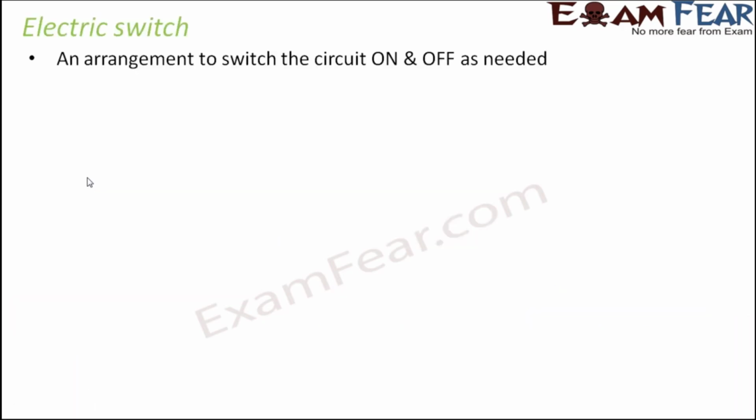So let's see, what is an electric switch? It is an arrangement to switch the circuit on and off as needed. Now we do not want the current to flow through the circuit all the time. For example, when you are inside the room, only then you need the bulb to be switched on. During the daytime, your room might have ample light, so you do not need to switch on the bulb. You want to save some electricity, so at that time you will keep the switch off. But when you want the bulb to glow, you will switch it on, and then the circuit will be complete, and that's how the bulb will be switched on.